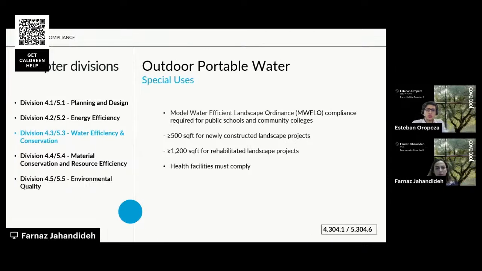For special uses, this compliance is required for public schools and community colleges where there's 500 square feet of newly constructed landscape projects, or 1,200 square feet of rehabilitated landscape projects, as well as healthcare facilities.